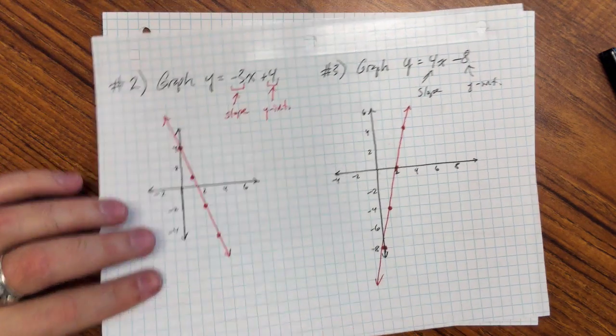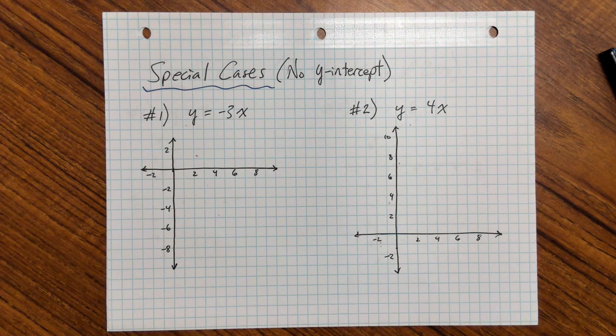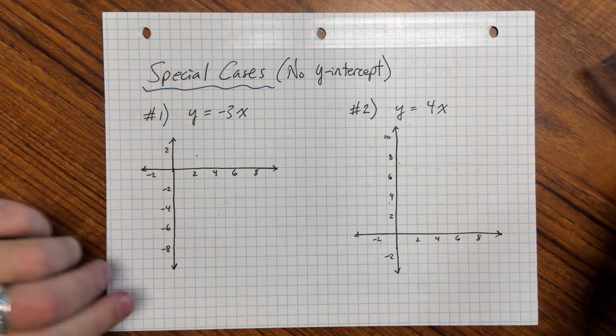But I want to go over a few other things just so you're aware of it. Some special cases. The first one is, what if there's no y-intercept listed?